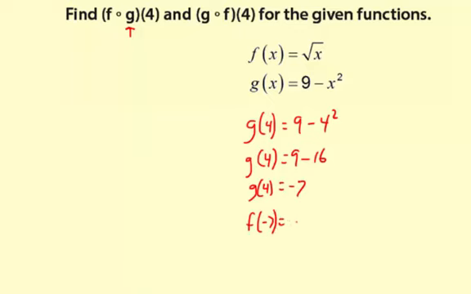equals square root of negative 7. Of course, in the set of real numbers, the square root of negative 7 is undefined. And so we would actually say that this f of g of 4 is undefined.